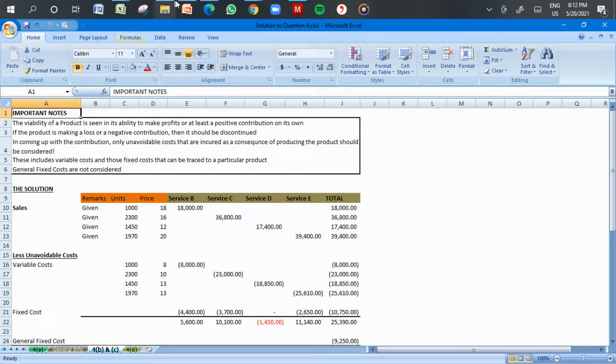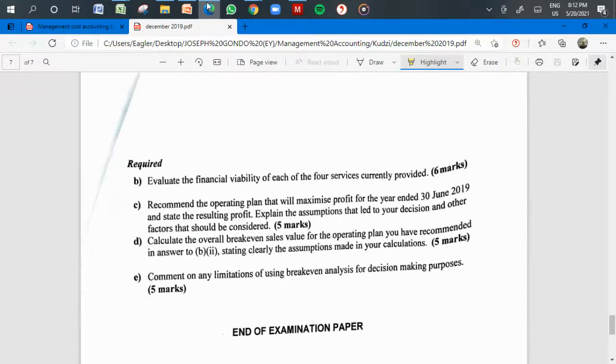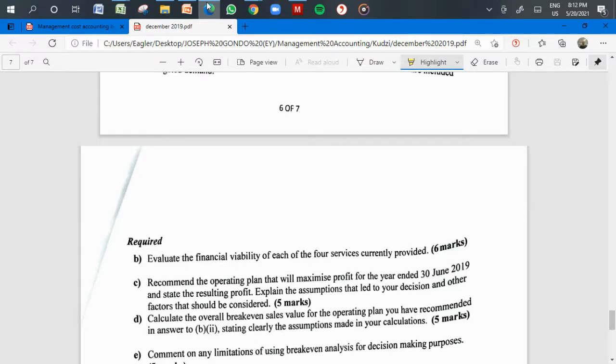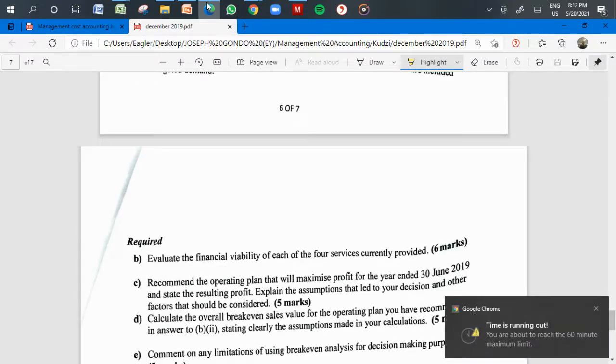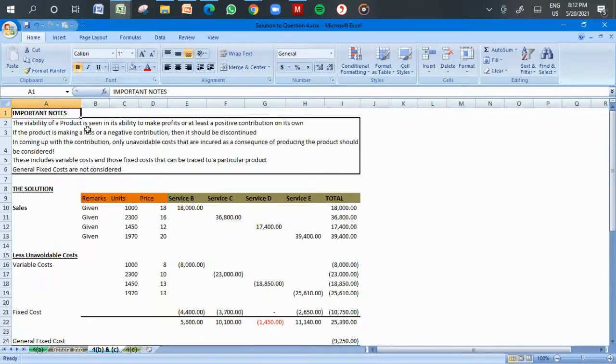As the introduction to whatever I was doing there, because this was freestyling, it was just saying evaluate the financial viability of each of the 4 services. So this one was freestyle. You could do whatever method that you want, but for me, I had to put my assumptions first, or my key notes, before doing the evaluation.